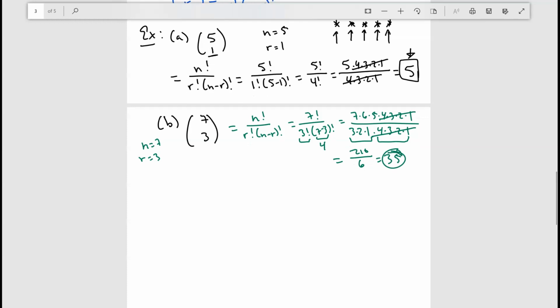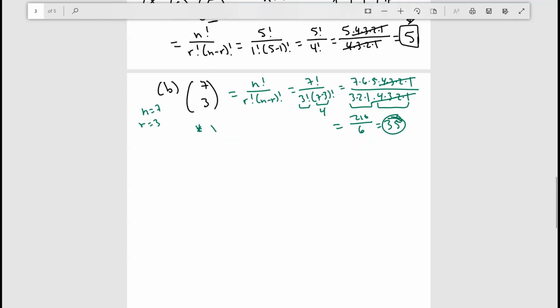So what this really means is that if I had 7 items, 1, 2, 3, 4, 5, 6, 7, I had 7 different items, the number of combinations that I can choose 3 from this 7 is 35 ways. So I can choose these 3, I can choose these 3, I can choose these 3, and then I can do other different ways, and there's 35 different ways.